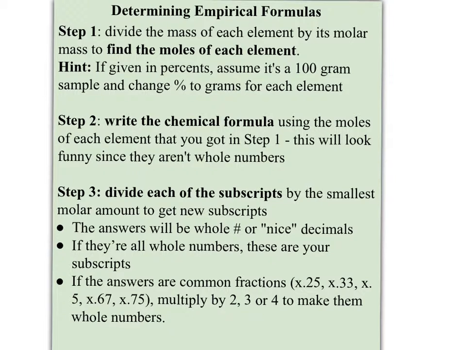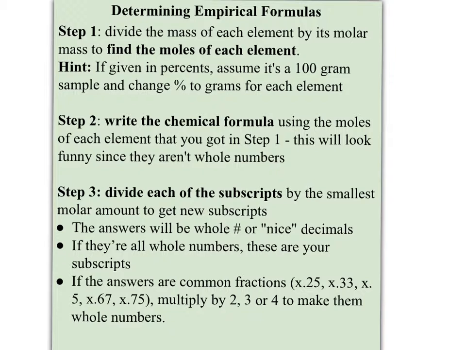So I've come up with a 3-step process I like to use to determine the empirical formula. Step 1 is to divide the mass or the percent of each element by its molar mass to find the moles of each. And if it's given in percents, you just assume it's a 100-gram sample and you change each percentage to grams for that element. Just ignore the percent, think grams, and go from there on step 1.